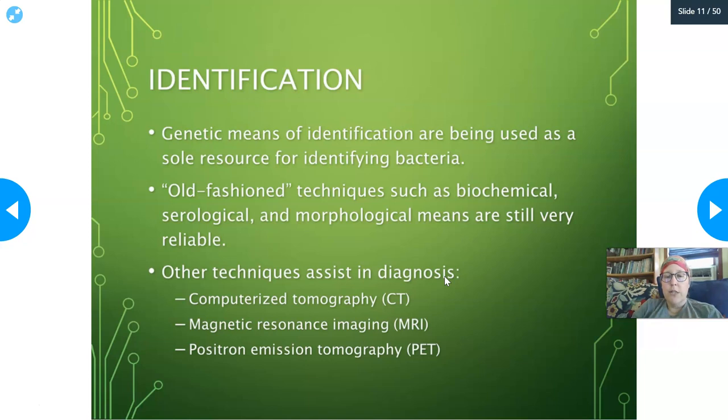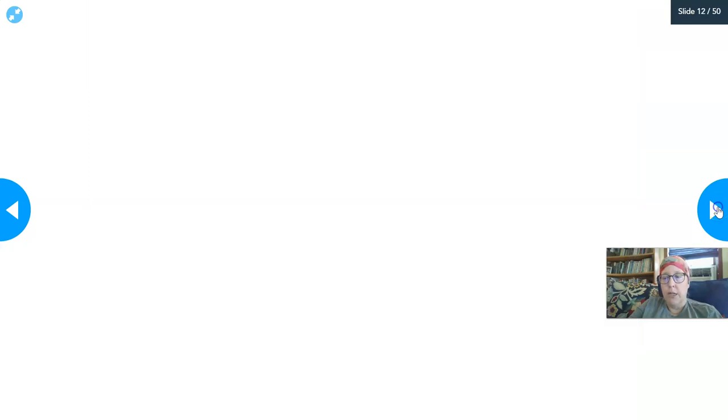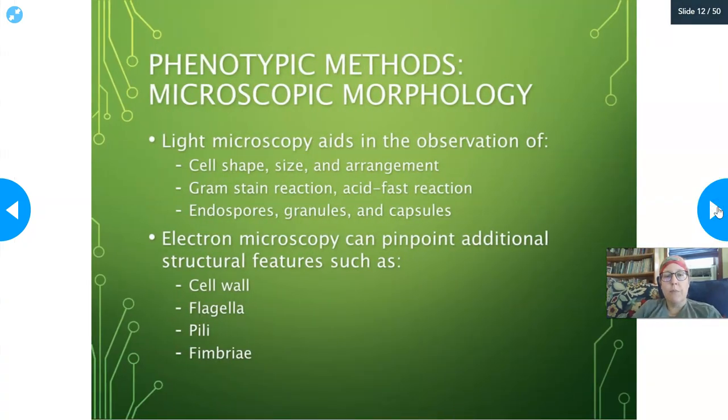And of course, there are other techniques to assist in diagnosis, and these are all imaging techniques. So you have your CT scans, your MRI scans, your PET scans and stuff like that. Those can help in diagnosis, of course. So let's start with your phenotypic methods. Microscopic morphology, so what they look at on the microscopic level, tiny, tiny.